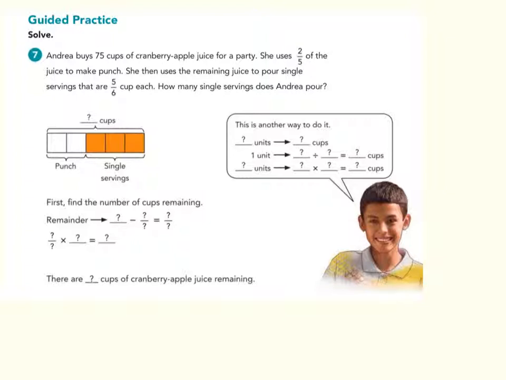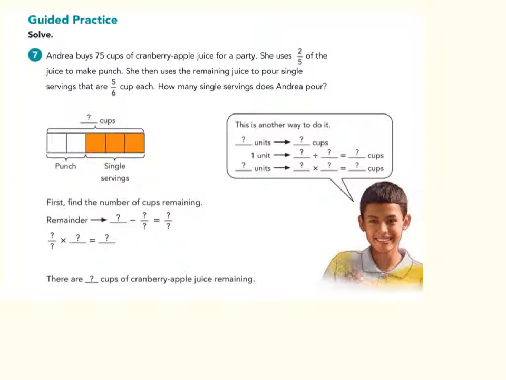Andrea buys 75 cups of cranberry apple juice for a party. She uses 2/5 of the juice to make punch. She then uses the remaining juice to pour single servings that are 5/6 cup each. How many single servings does Andrea pour?